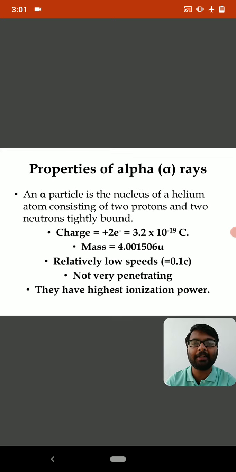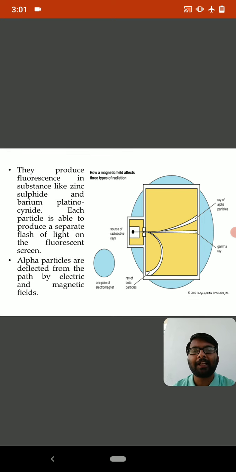The other properties are, these alpha particles produce fluorescence in substances like zinc sulfide and barium platinocyanide, means when we place a radioactive source which emits alpha particles in front of that fluorescent screen, when these alpha particles or radiations are incident on that fluorescent screen, it produces certain flashes of light, and this process is known as fluorescence.